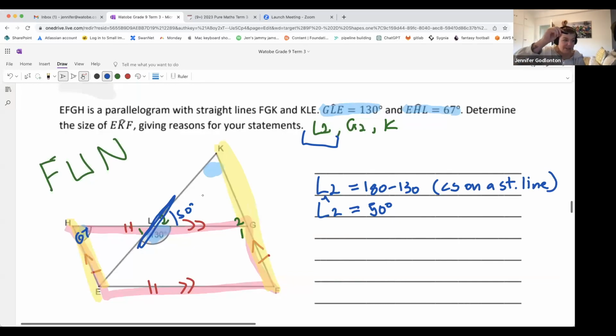Yes, you could absolutely have done the vertically opposite angles for 130 and then done a straight line like that. Totally fine. Okay, good. Next step, we want to look at G2. So we want to look at this angle over here. What is G2 going to be equal to? This one we can just do in one step. What is G2 equal to? Think of your FUN. Look at what angles you have, and then think which one of the letters of FUN could help you with G2.